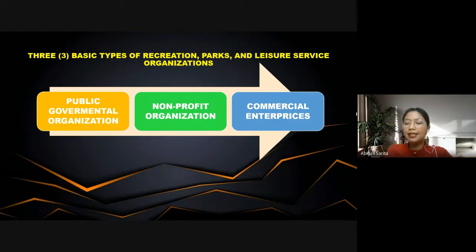Commercial enterprises, yes, yung mga private organization, yung may mga bayad katulad ng Enchanted Kingdom, Star City, mga Manila Zoo, Abilon Zoo, mga hotels and different facilities. So lahat ng may bayad, part siya ng commercial enterprises.